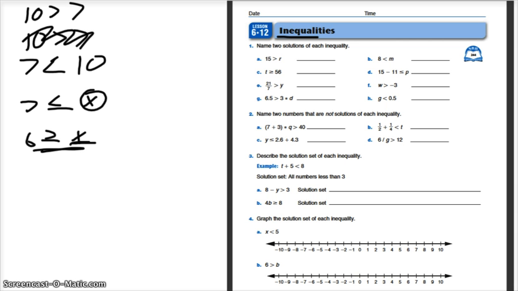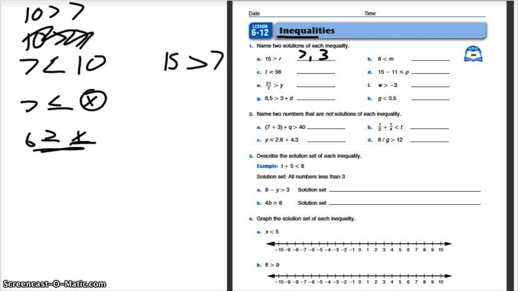Can we include 15? No, because it does not have the underline mark. We're just talking about 15 is greater than R, not 7. So 7 could be an answer. I just put in 7 naturally. So I'm going to put in 7, and also I'm going to put in 3, because those are both less than. But remember, you're choosing something that is less than 15.